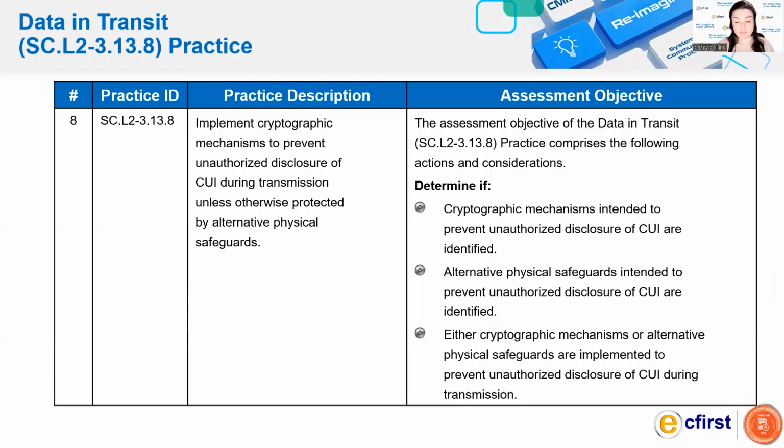And the assessor would also want to determine if either cryptographic mechanisms or alternative physical safeguards are being implemented to prevent unauthorized disclosure of CUI during transmission. So have they identified those two factors within their organization, and are they employing at least one of them?